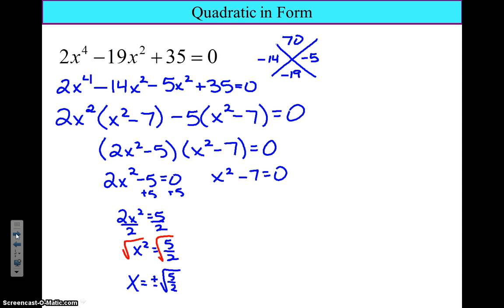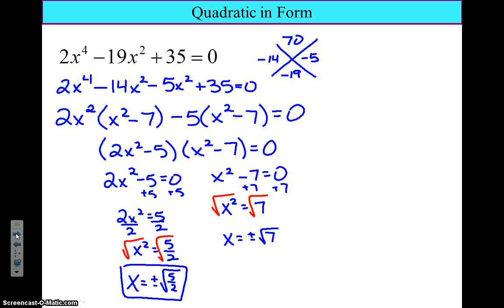Over here, I'm going to add 7 to both sides of the equation, so I have x squared equals 7, and once again, I'm going to take the square root of both sides and get that x equals plus or minus the square root of 7. And so those are 4 solutions to the problem: plus or minus the square root of 5 halves, and plus or minus the square root of 7.